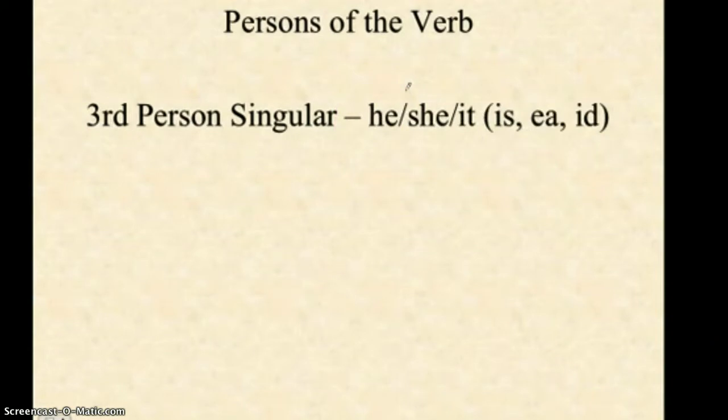Third person singular refers to he, she, or it doing something. The pronouns is, ea, and id from that demonstrative can function in Latin for he, she, and it.